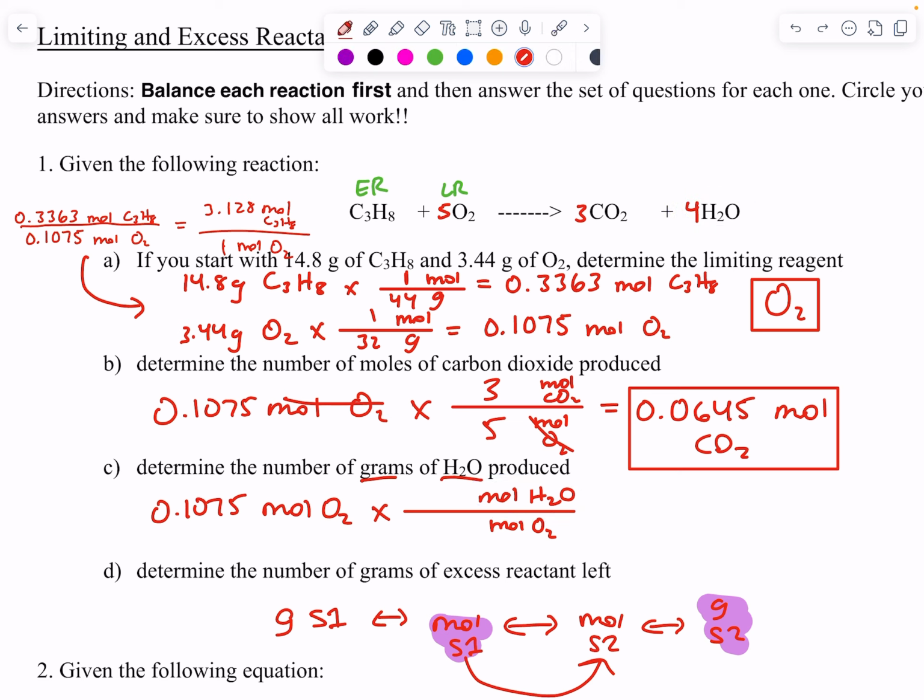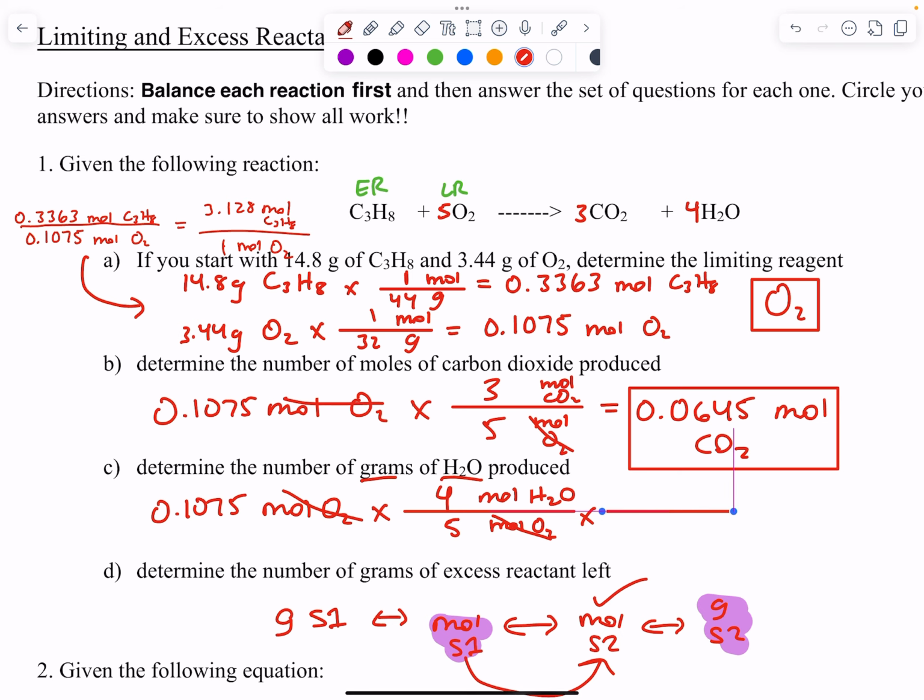You're looking at the coefficient. And then how many moles of O2? Looking at the coefficient, I have 5. Okay, I'm not done yet. I just found moles of H2O, but now I want grams of H2O. So I'll multiply by another fraction.